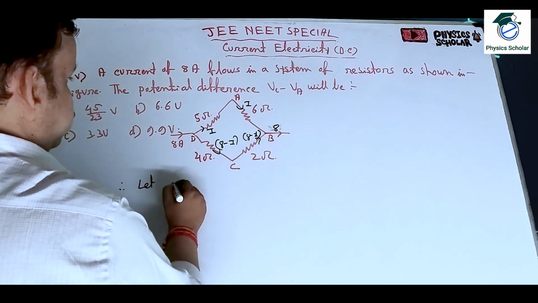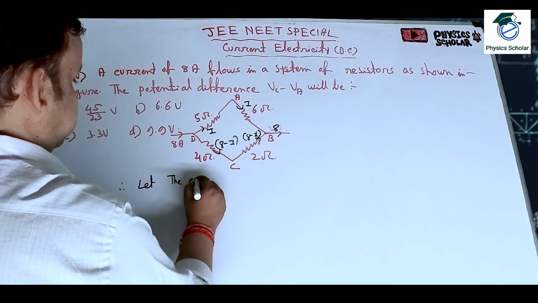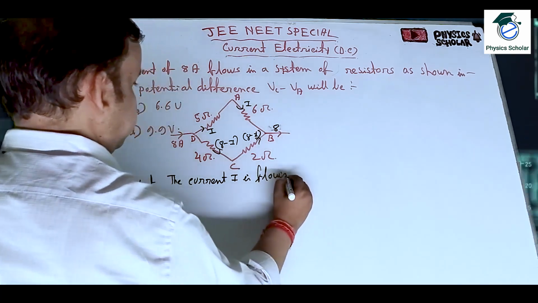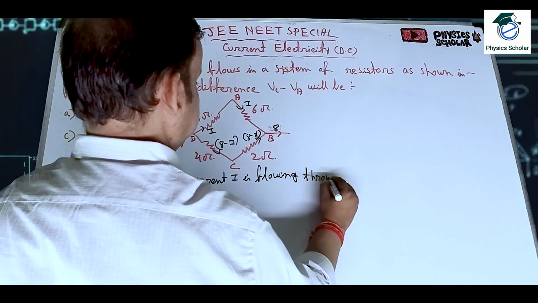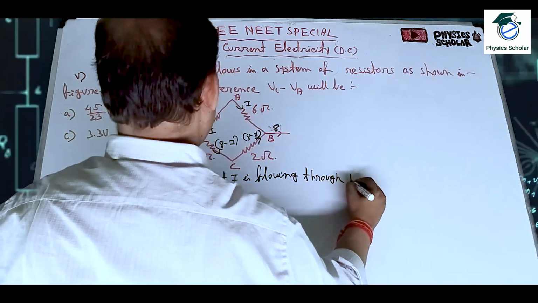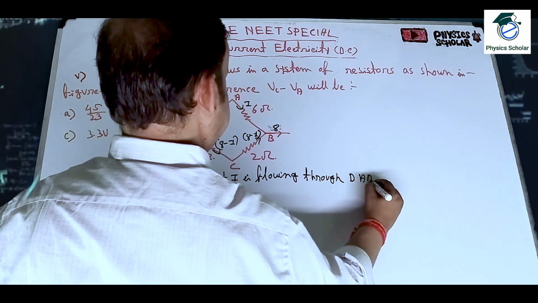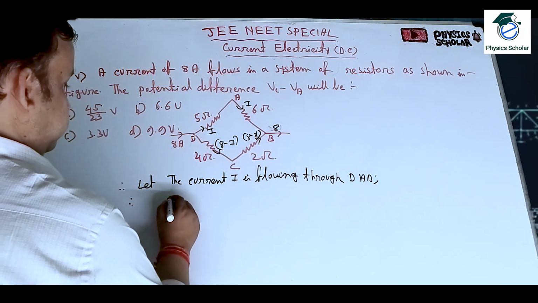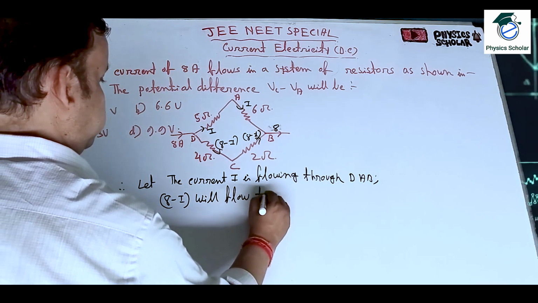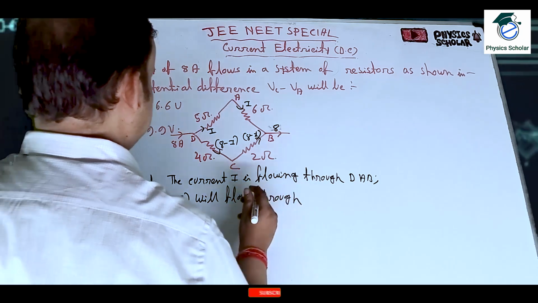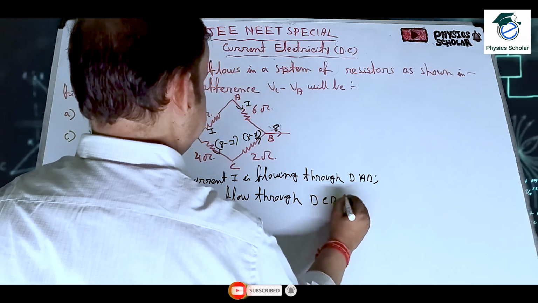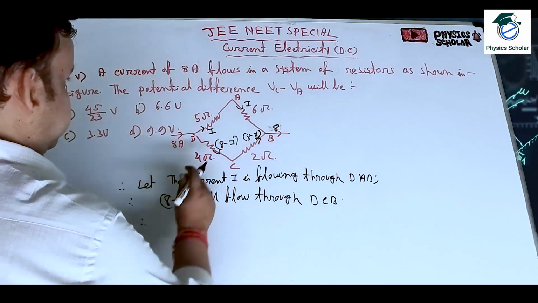Let the current I flow through DAB. Then 8 minus I will flow through DCB.